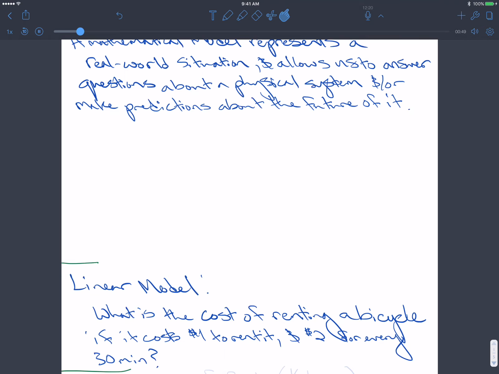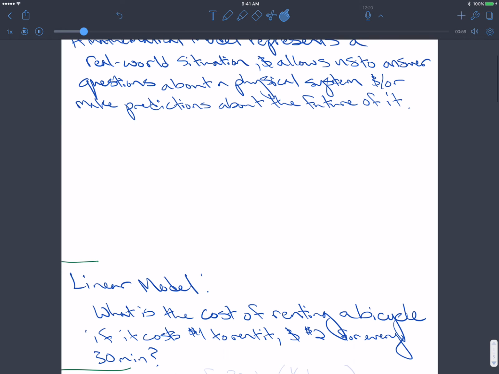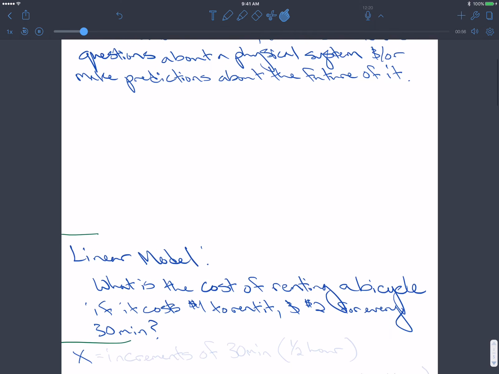So we have a linear model, and the first thing we need to decide is what is x. If x is going to be represented in increments of 30 minutes, because it's $2 for every 30 minutes that you ride it, so even if you rode it for 20 minutes, you're paying for 30, effectively. So we'll say it's in increments of 30 minutes, or a half hour, whichever is easier for you to consider.